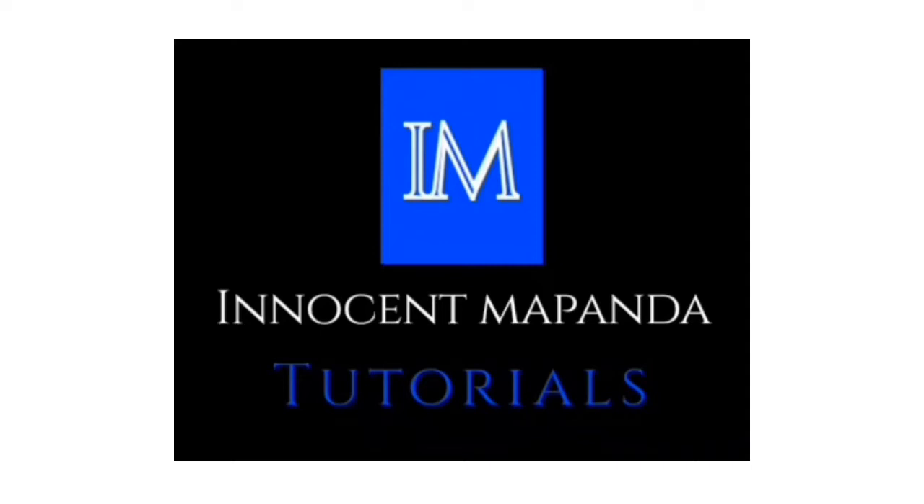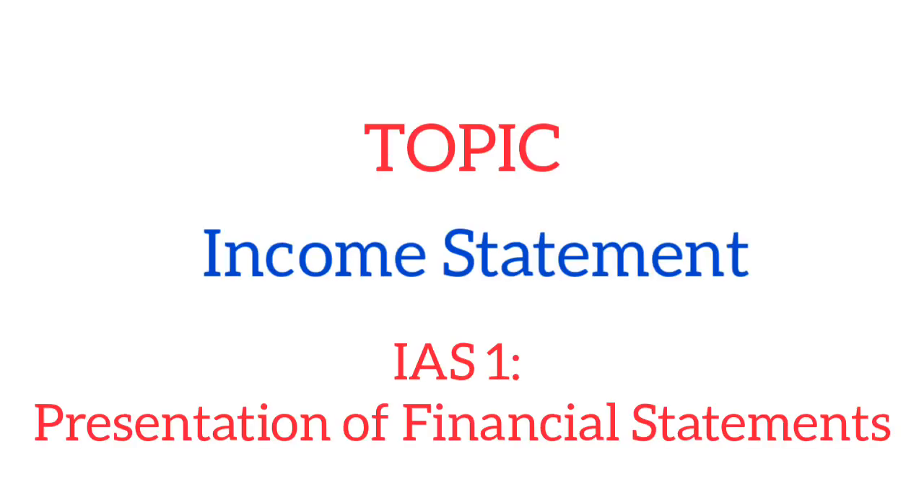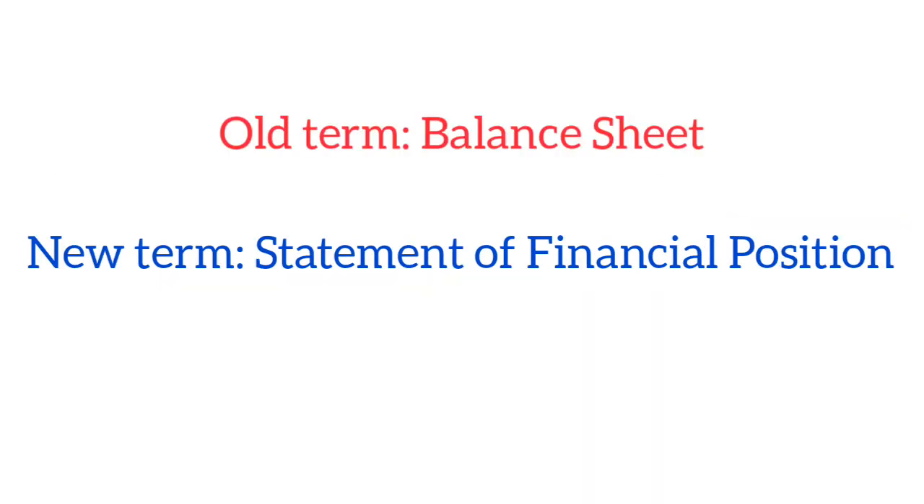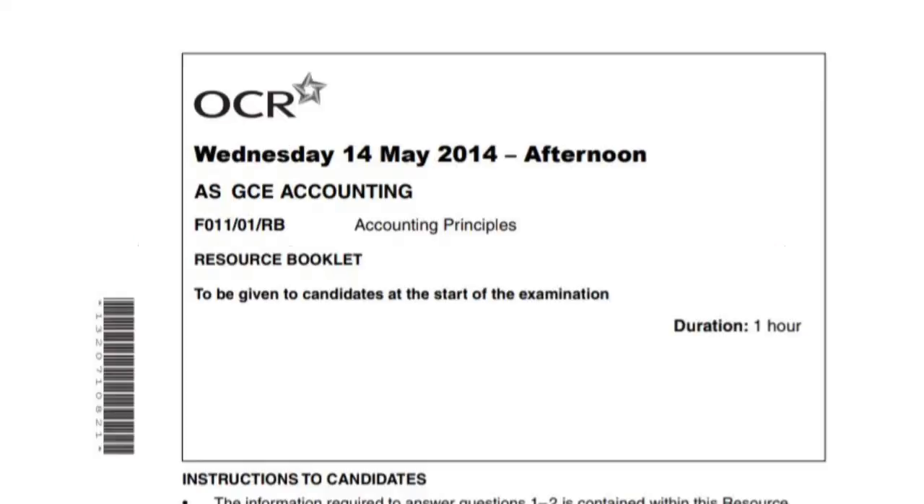In today's lesson, we are going to concentrate on income statement and statement of financial position. Remember, income statement was also known as the trading and profit and loss account. Statement of financial position was known before as the balance sheet. So income statement and statement of financial position are the new terms that replaced trading and profit and loss account and balance sheet respectively. Right.